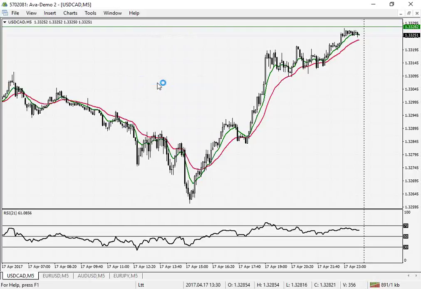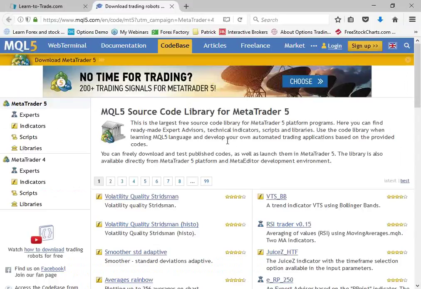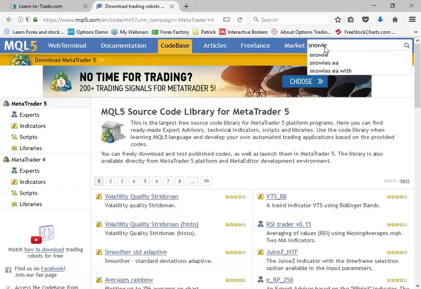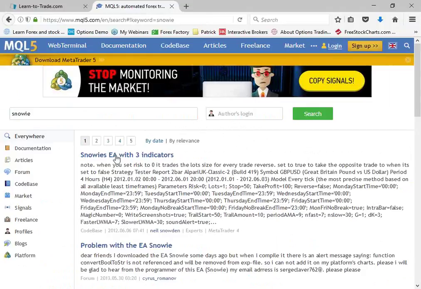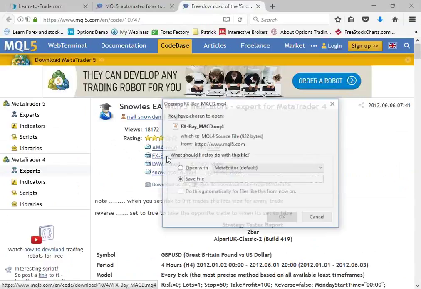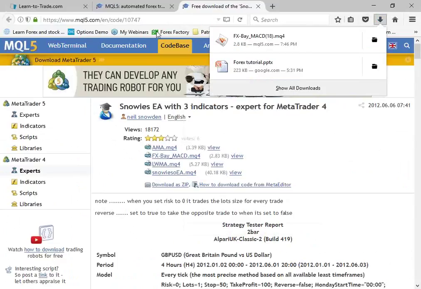MetaTrader 5 and 4 are the same. So code base. I'm going to go here where it says search, type in the name Snowie, S-N-O-W-I-E, which is the author. Click search. And the first one that pops up, click on it. You're going to see one that says MACD, FX Bay. You click on it. You click the button that says save file. As soon as you save it, it's going to pop in right up there.